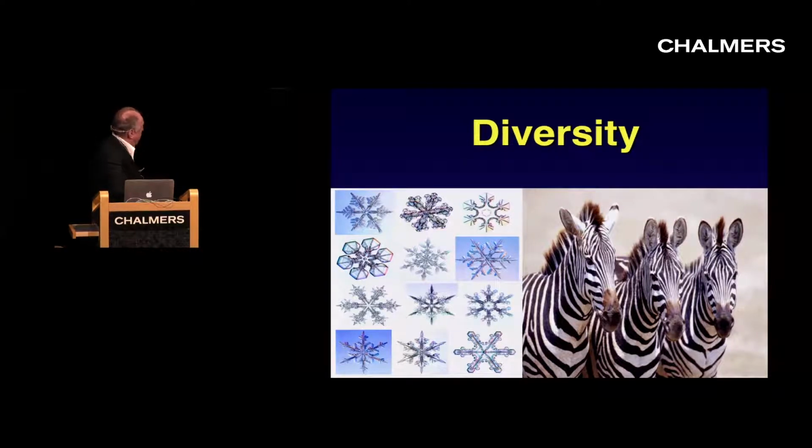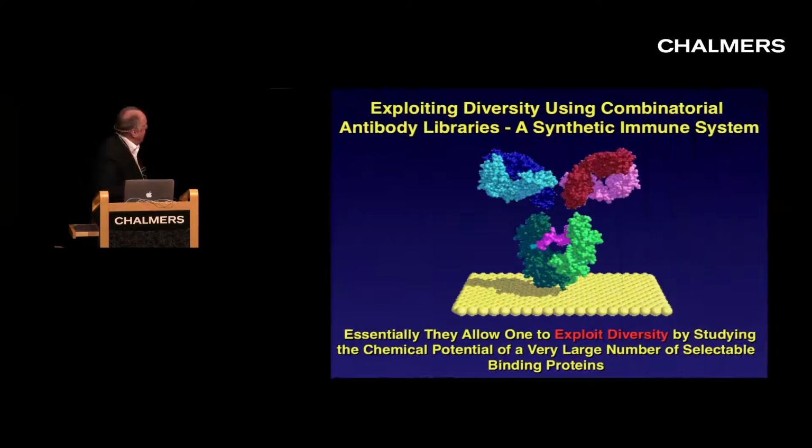And so we want to exploit this diversity now using combinatorial antibody libraries, which in essence is a synthetic immune system, to allow one to exploit diversity by studying the chemical potential of a very large number of selectable binding proteins. That's sort of the operative phrase. What is the potential to the experimenter or to the physician of this particular situation?